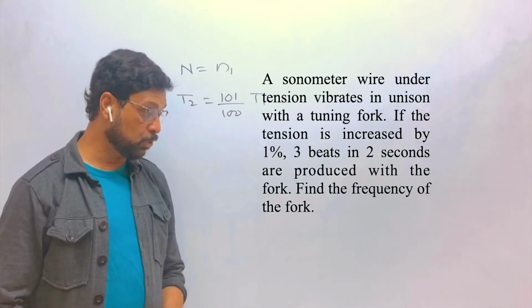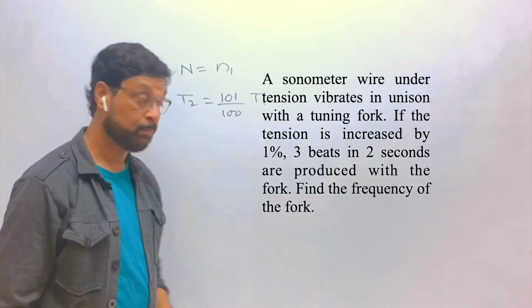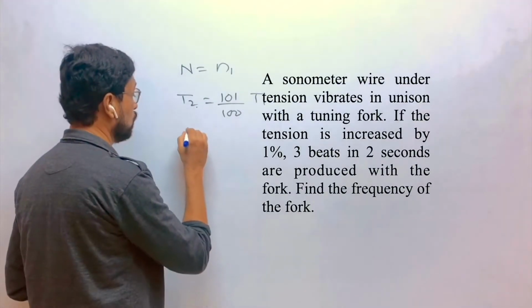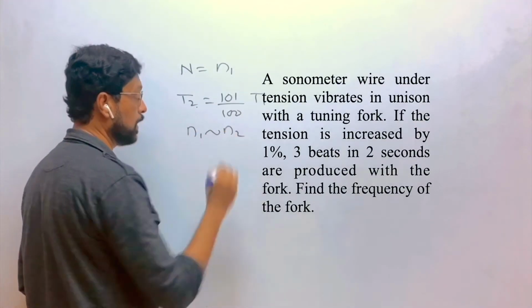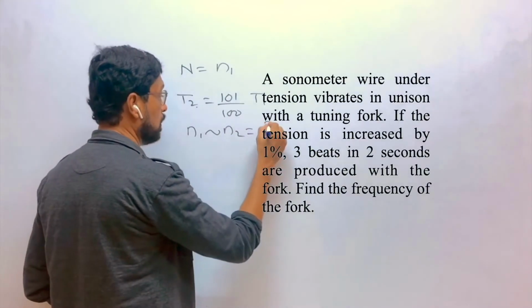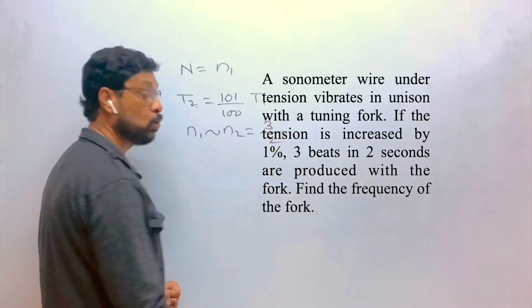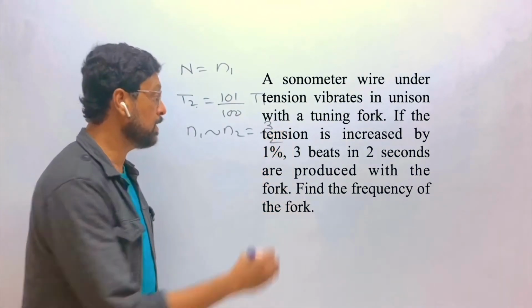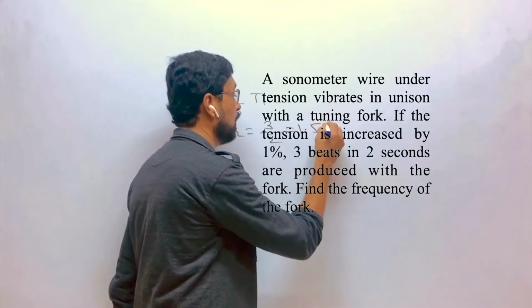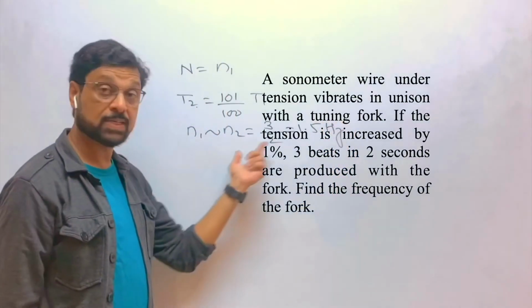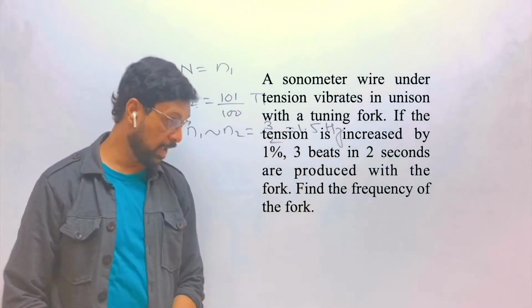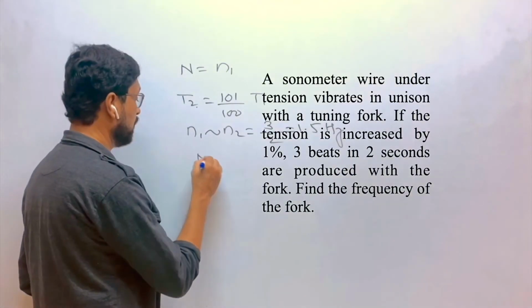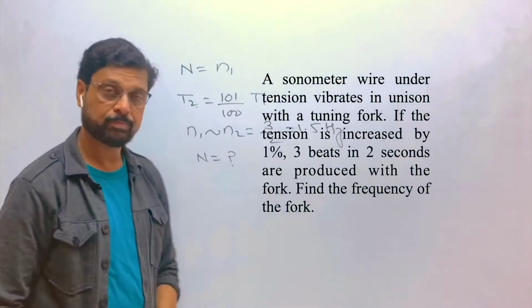3 beats in 2 seconds are produced. मतलब जब टेंशन चेंज हुआ तो फ्रीक्वेंसी चेंज हुई. So N1 minus N2 or N2 minus N1 is 3 beats in 2 seconds. Means this is 3 by 2, that is 1.5 hertz. So number of beats heard is 1.5. Find the frequency of the fork. Capital N is equal to what?